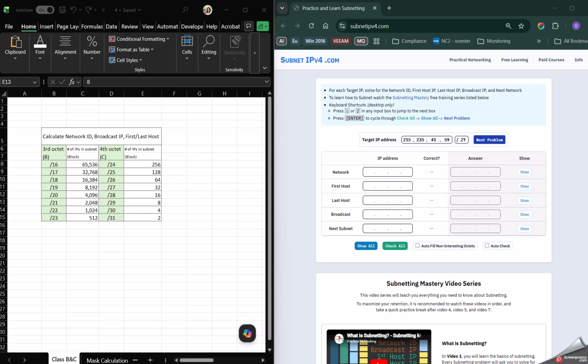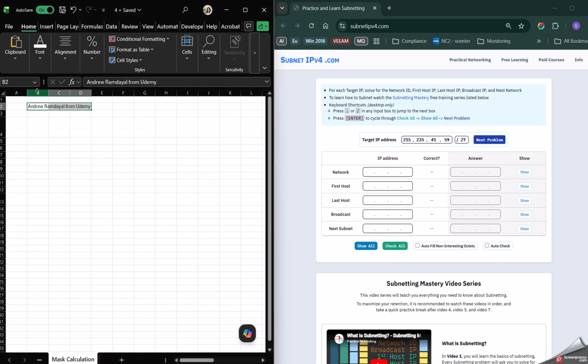Now, I just want to make a comment. During the exam, you will need to know how to calculate the subnet mask. And for that, I recommend Andrew Ramdale from Udemy. Sorry if I got the surname wrong. I bought one of his courses and I cannot recommend him enough.